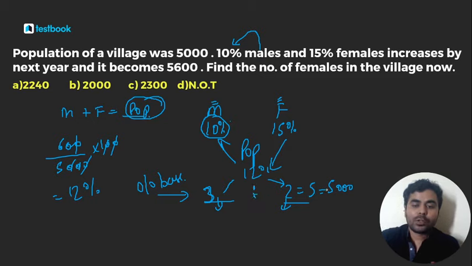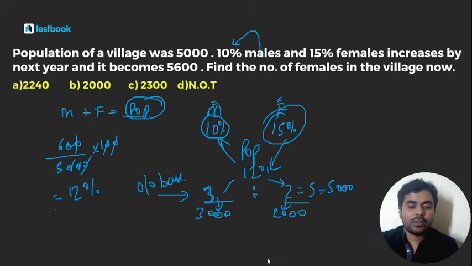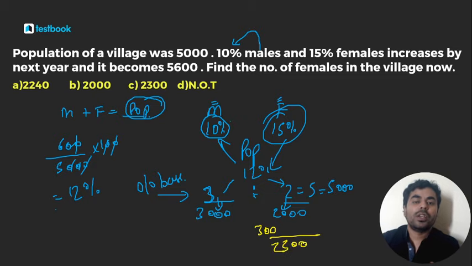Okay, so 5 equals 5000, 3 equals 3000, and 2 equals 2000. Now you have to find the females in the village currently. These females increased by 15%, so what you will do is increase these females by 15%. 15% of 2000 is 300, so the total females now in the village will be 2300. This was all about this question, and we applied mixture and allegation because there was formation of a mixture. Now let's move to the next question.